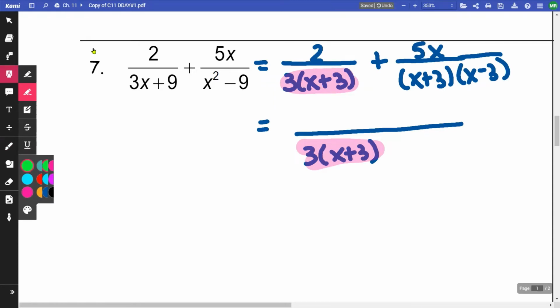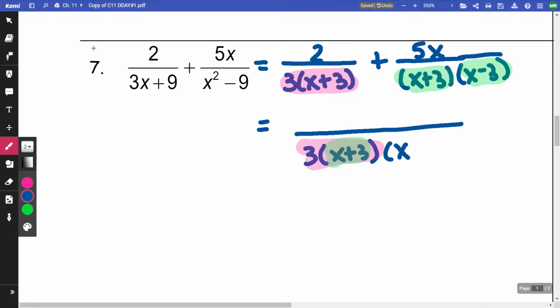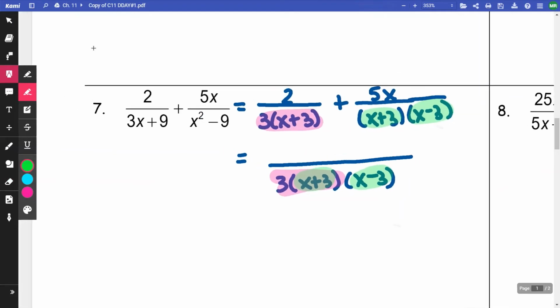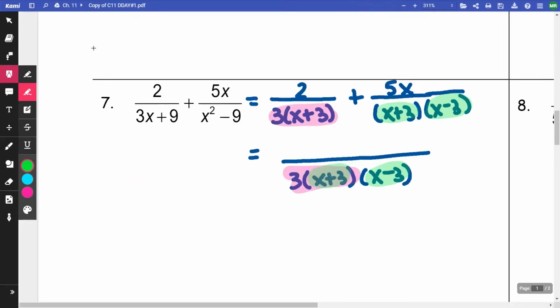Over here, I need an x plus 3, but I already have it. So I don't need it again. And then I'm going to need an x minus 3. I don't have that. So then I'm going to need an x minus 3. So again, now you see that from my second denominator, I needed an x minus 3. Here's the x minus 3. I need an x minus 3. Here's the x minus 3. So then what I'm going to do is I'm going to multiply by what is missing.